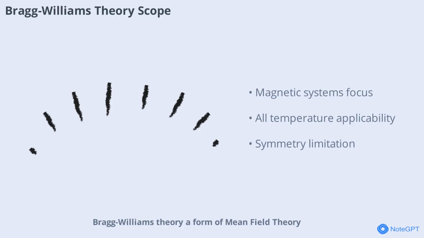Bragg-Williams theory, a form of mean field theory, is primarily used for magnetic systems. It can be applied at all temperatures, including near zero. However, it cannot be extended to models with symmetries other than the simple up-down Ising symmetry. This limitation restricts its applicability to a narrow range of systems, but within its scope, Bragg-Williams theory provides valuable insights into phase transitions and magnetic behavior.